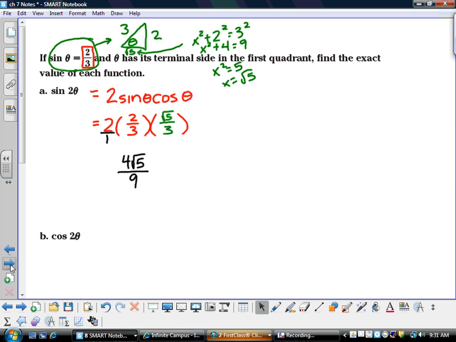Being careful of positives and negatives, they are telling us in the problem that the terminal side is in the first quadrant. In the first quadrant, everything is positive. So my answer is going to be positive.